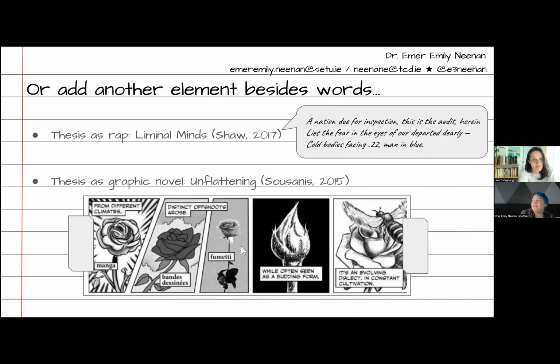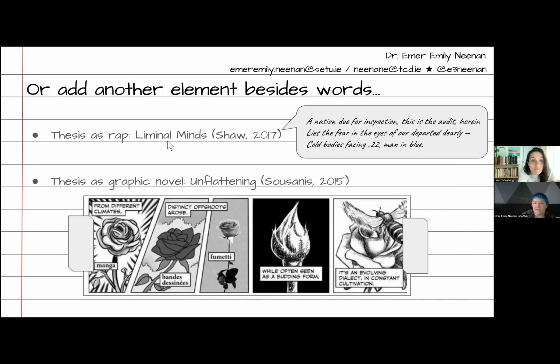You can also have academic research that includes other elements. Often the examples I would find of these are in the creative arts. Like this one by Shaw, Criminal Minds: his thesis is written as a rap and it's about rap. Or Nick Sassani's thesis, which is written as a graphic novel.